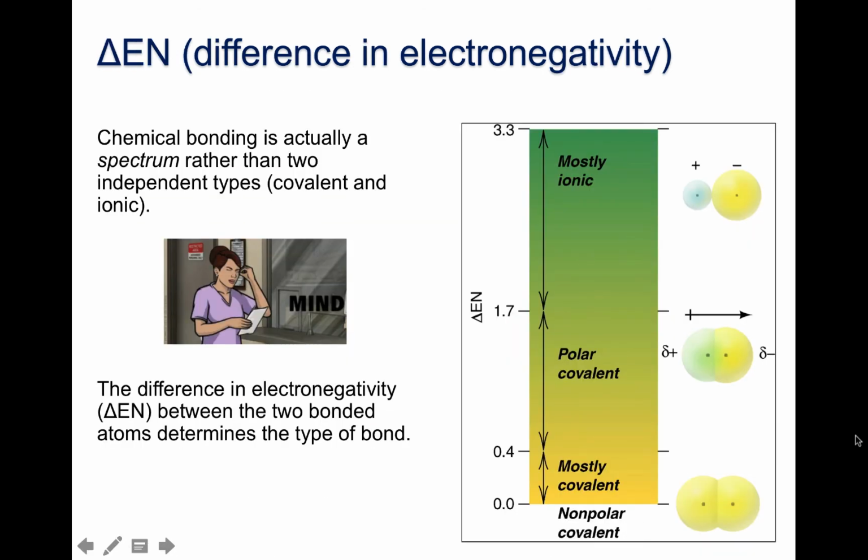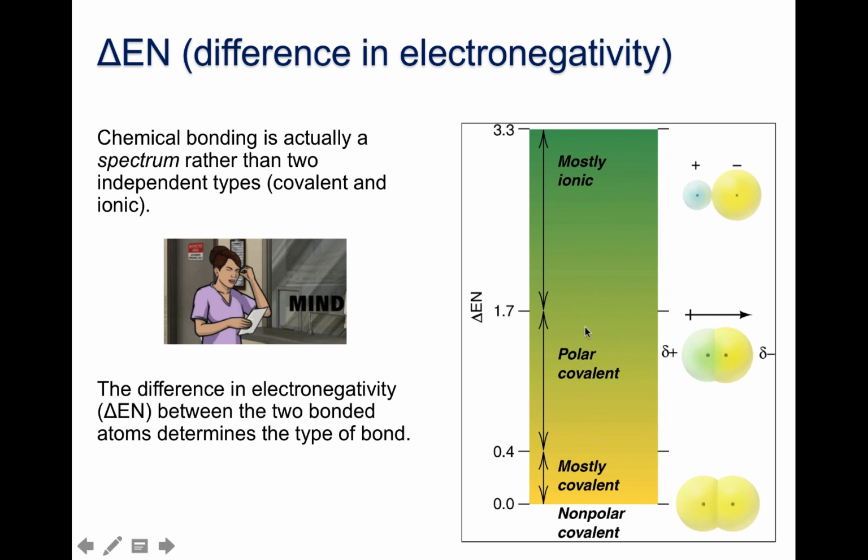We use the difference in electronegativity to classify bonds as either ionic or covalent. And instead of having two separate types, it's really more of a spectrum. Using the difference in electronegativity, we can classify something as being mostly ionic or mostly covalent. And when you have a metal and a nonmetal bonded together, the difference in electronegativity is so high, so the sharing of electrons is so unequal, that we just say that there's a complete transfer of electrons.